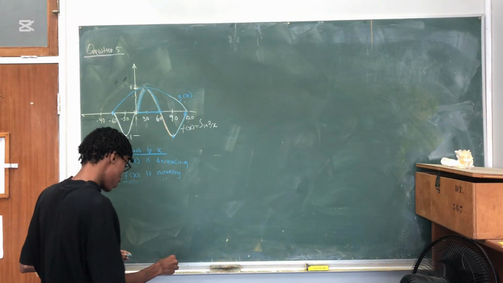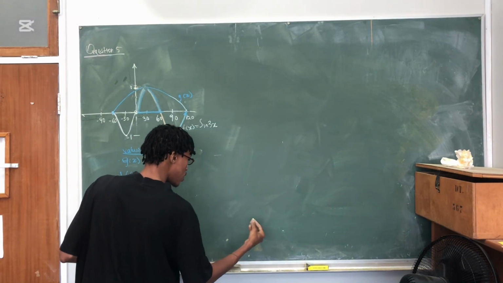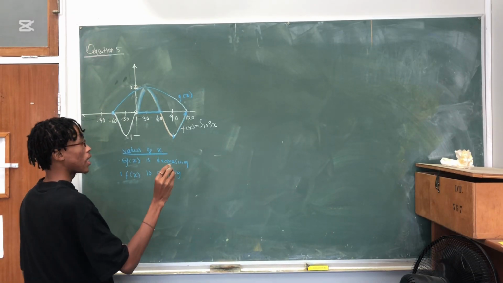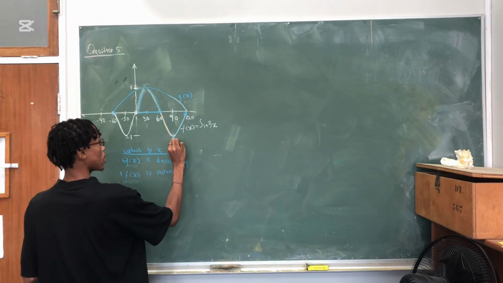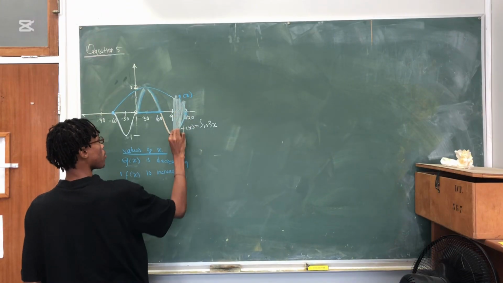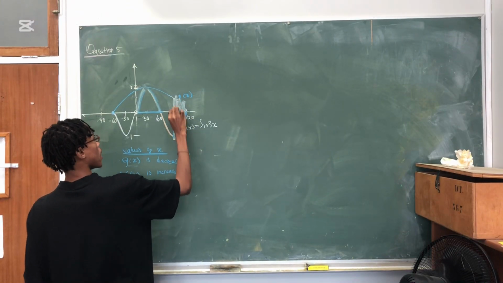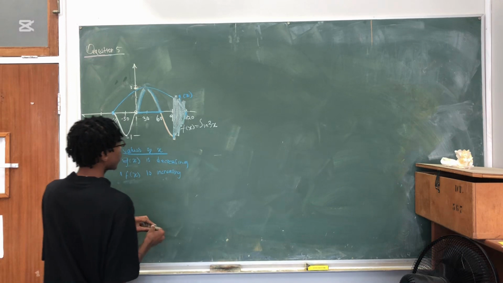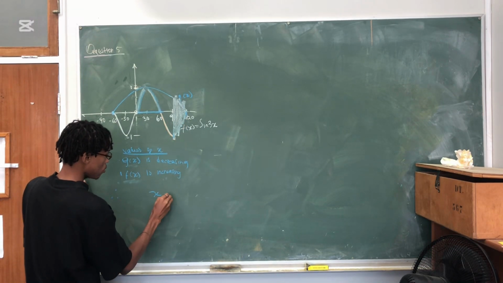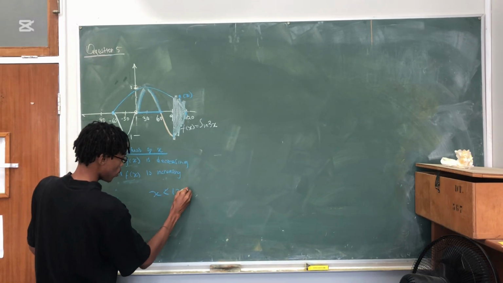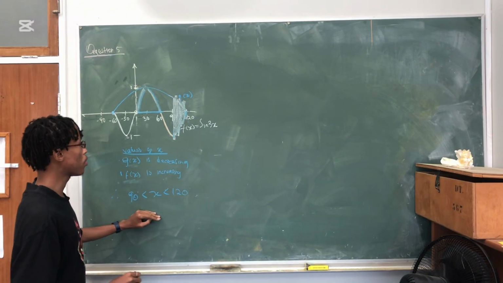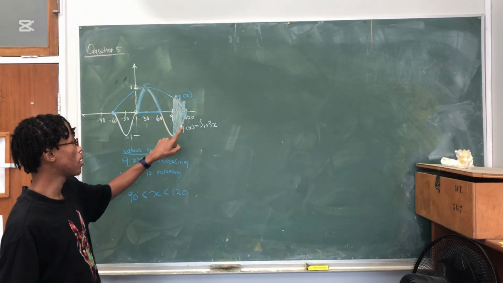So the regions that we're interested in are where the g of x is decreasing, but the f of x is increasing. So this region, this is where we're interested. Where the g of x is decreasing, but f of x is increasing. It is between 90 and 120. Therefore, x values less than 120 degrees, greater than 90 degrees. This is where you find the g of x decreasing, but the f of x increasing.